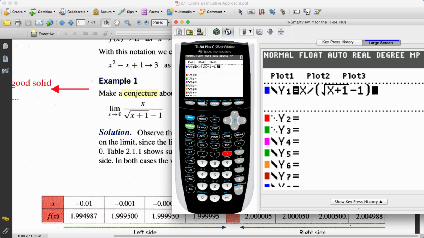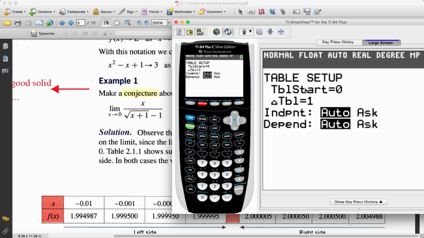Now we're going to go to table set. So second table set. I want my table to start at negative 0.01. I want the increments to be 0.01, which won't really matter much. Here's the thing that we're going to do different. We're going to change the independent variable to ask, which means when I go to the table, it actually will ask me what I want to type in, and then the calculator will calculate the function at that point.